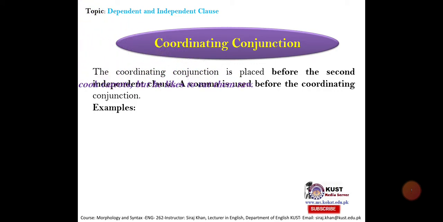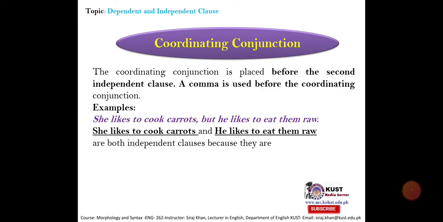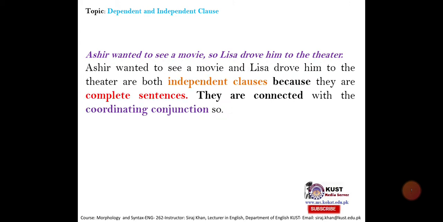For example, she likes to cook carrots, but he likes to eat them raw. Here we have a comma before the coordinating conjunction, but. She likes to cook carrots and he likes to eat them raw are both independent clauses because they are complete sentences. They are connected with the coordinating conjunction but. Asher wanted to see a movie, so Lisa drove him to the theater. Asher wanted to see a movie and Lisa drove him to the theater are both independent clauses because they are complete sentences. They are connected with the coordinating conjunction so.